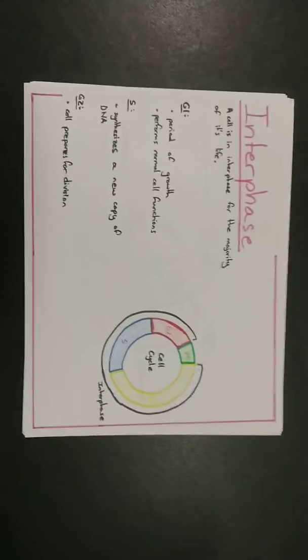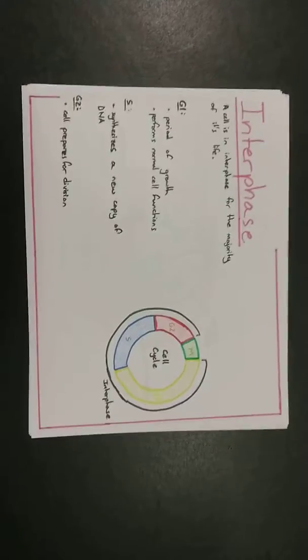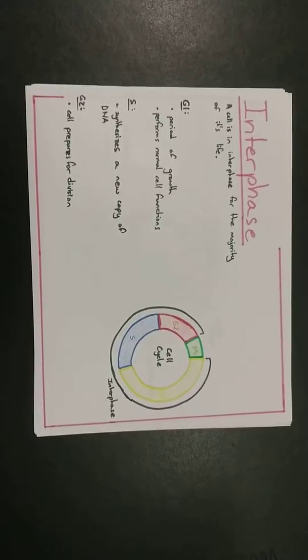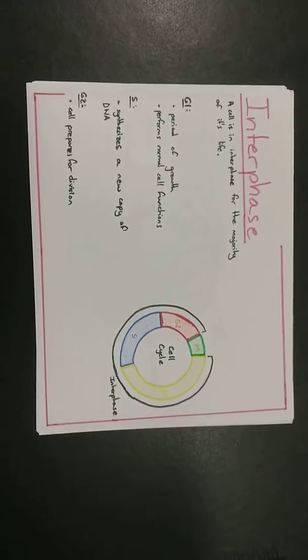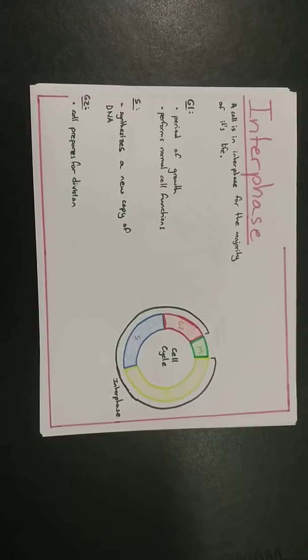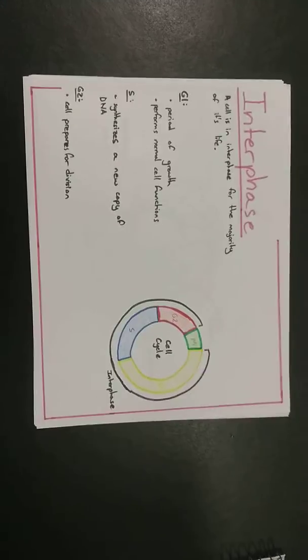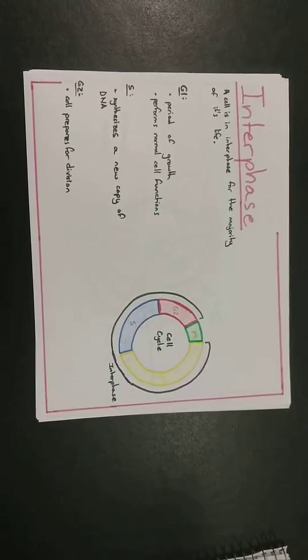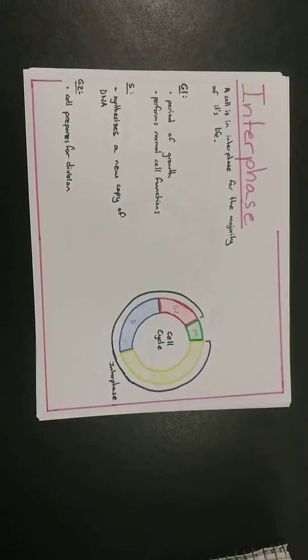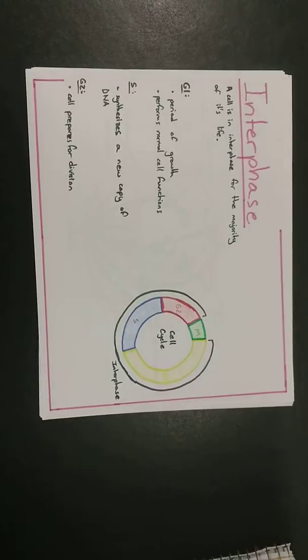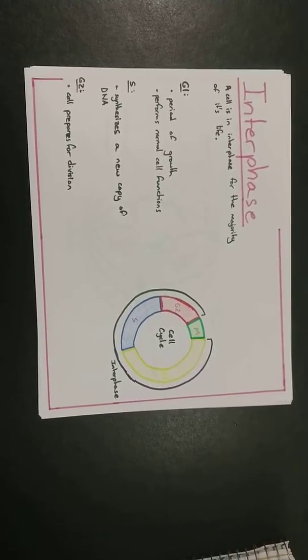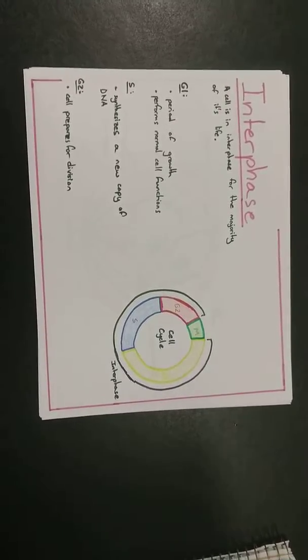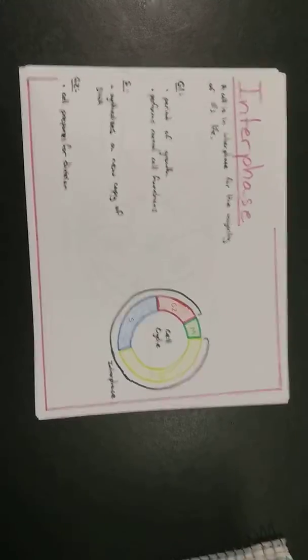A cell spends most of its life in interphase. Interphase consists of 3 stages. These 3 stages are G1, S, and G2. G1 is the period where the cell is growing, and during this period, the cell performs other normal functions. S is the stage where DNA is being replicated through DNA replication to create another copy so that the cell has 2. During G2, the cell prepares for cell division.